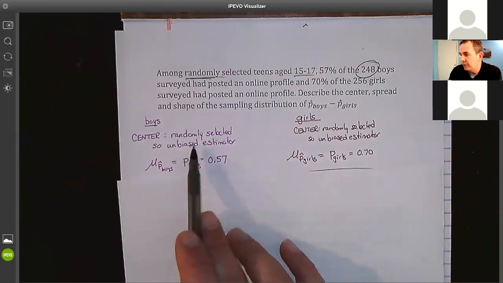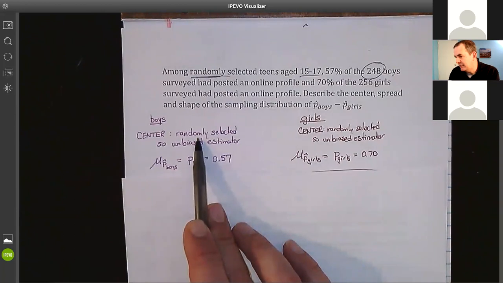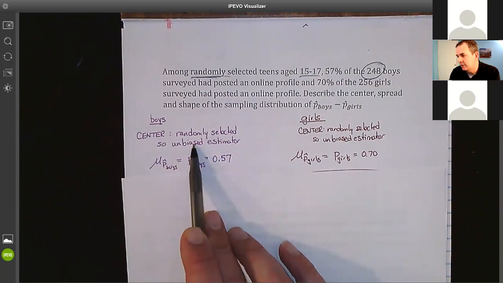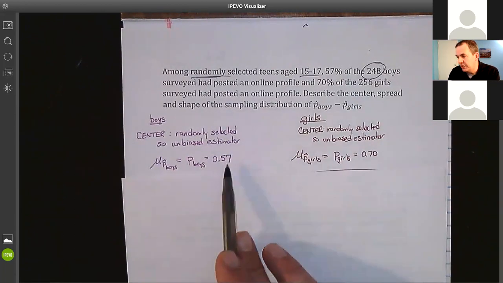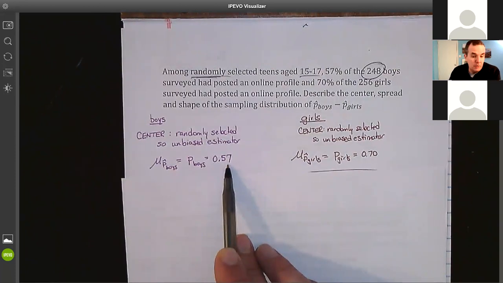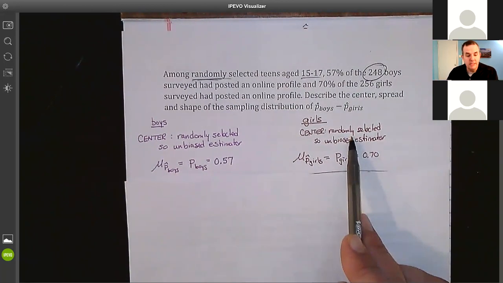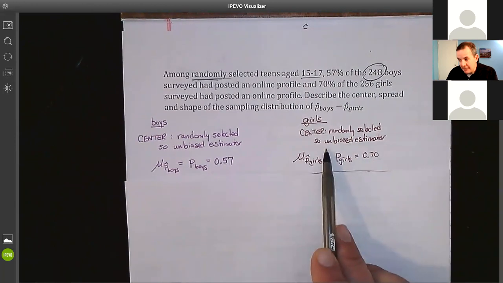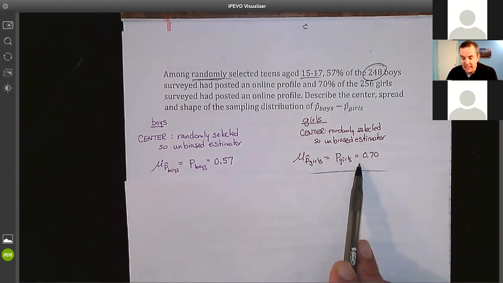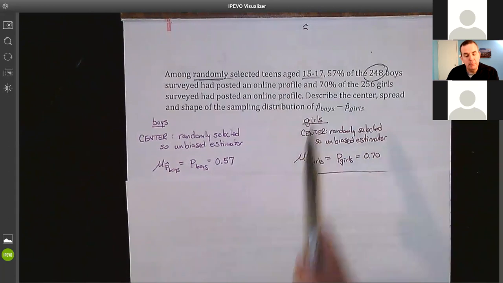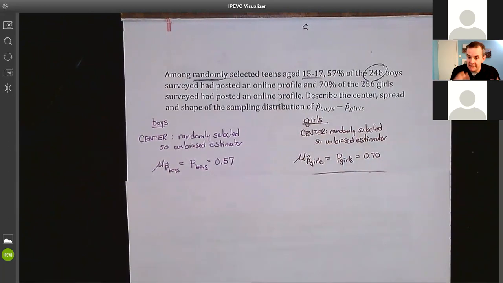I can now say the following. Boys are randomly selected, so it's an unbiased estimator. The center of boys is going to be the 57%. I don't know any better, so I'm just going to say the boys are where I got it at 57%. Girls were also randomly selected, so I have an unbiased estimator. So again, I'm going to assume that sample I got, that 70%, is going to be the center of my distribution. I've done the sample one time.